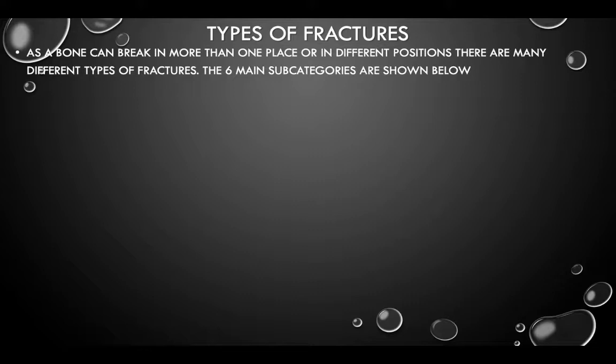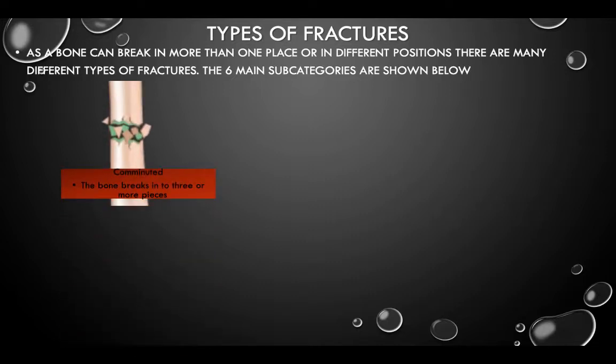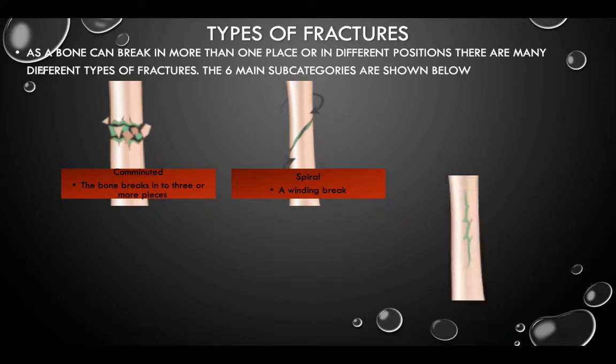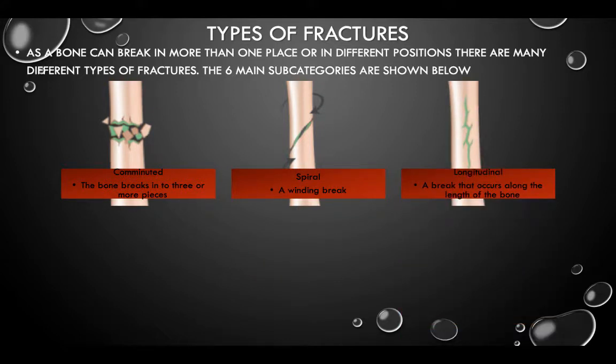As a bone can break in more than one place or into different positions, there are many different subcategories of fractures. The 6 main subcategories are shown below. Comminuted. The bone breaks into 3 or more pieces. Spiral. A winding break along the bone. Longitudinal. A break that occurs along the length of the bone.